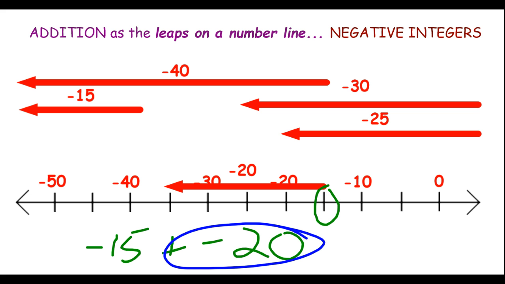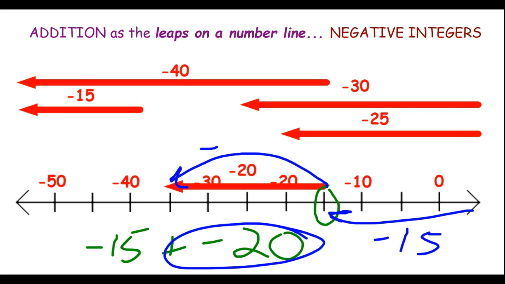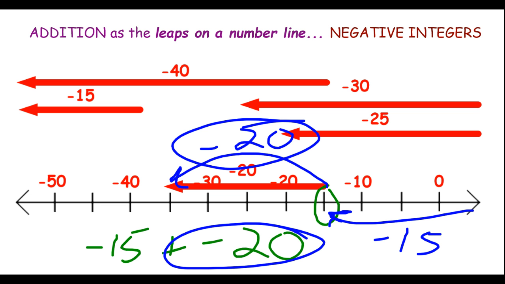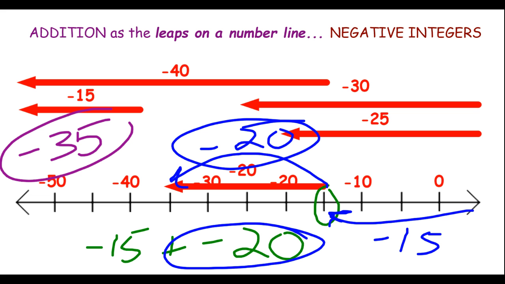So we start at negative 15, which is already to the left of zero on the number line. And we jump another negative 20, which is 20 to the left. Well, we're 15 to the left, and then move to the left another 20. So in the end, we are 35 units away from zero, because 15 and 20 have moved in the same direction, and we're on the negative side. So negative 15 plus negative 20 is negative 35. Both have moved left away from zero.